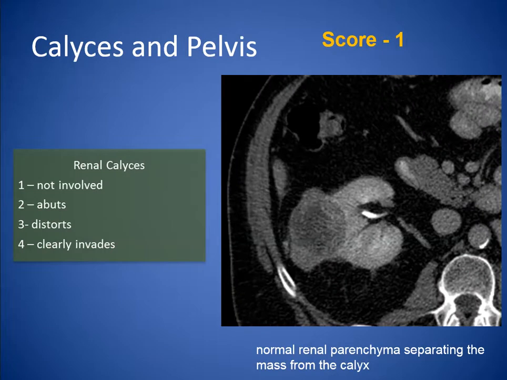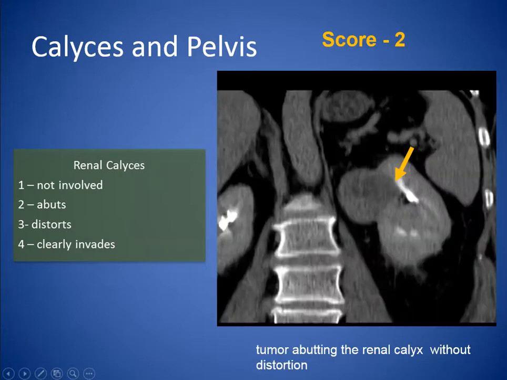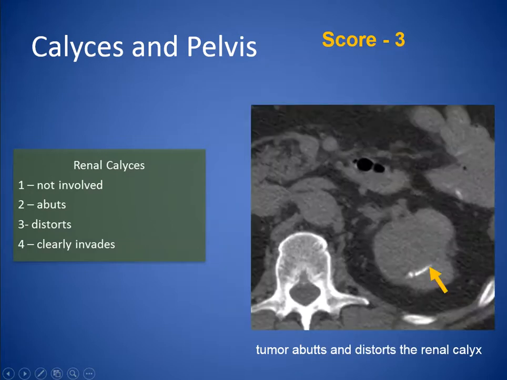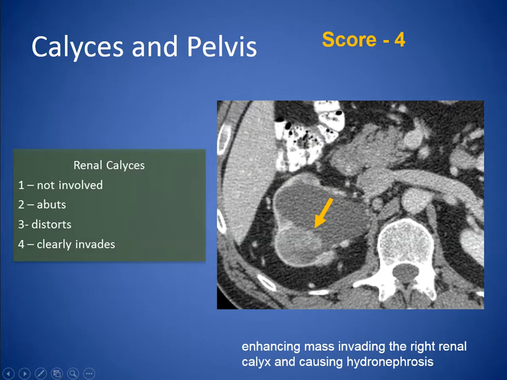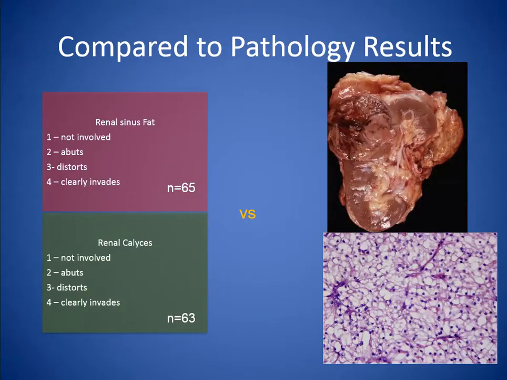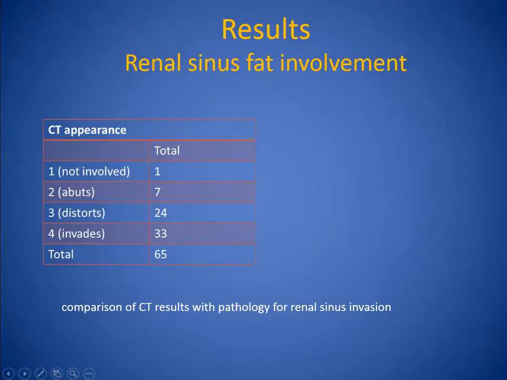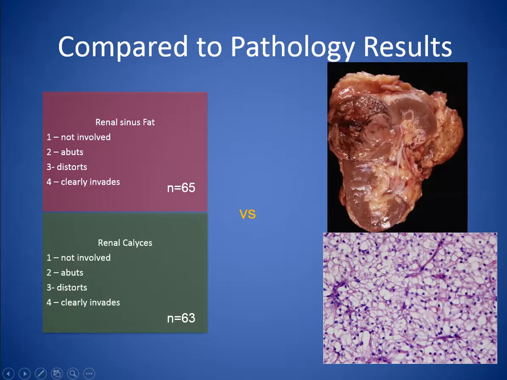Similar scoring system in renal calyx. Tumor does not involve. Here the tumor abuts the renal calyx. Tumor abuts and distorts the renal calyx. Tumor clearly invades the renal calyx. We compared these to the pathology results which were available. A total of 65 patients for renal sinus fat scoring and 63 patients for renal calyceal scoring.